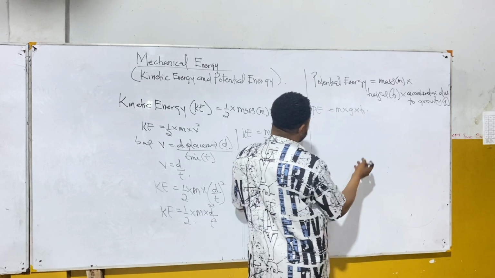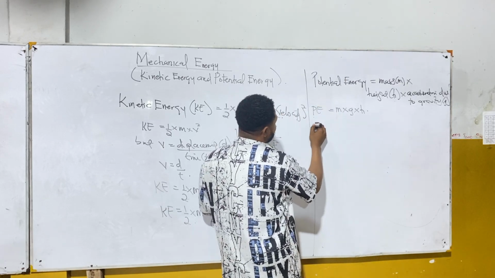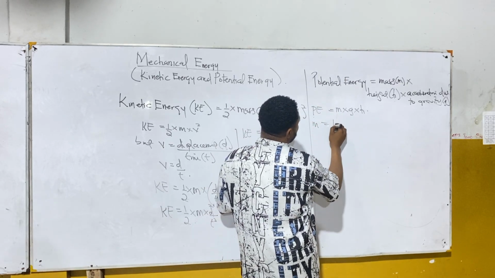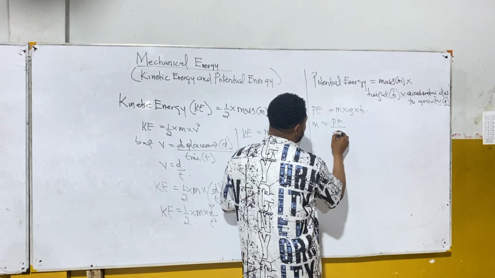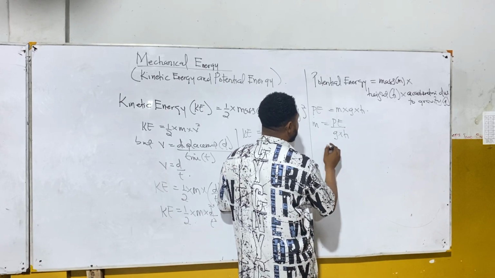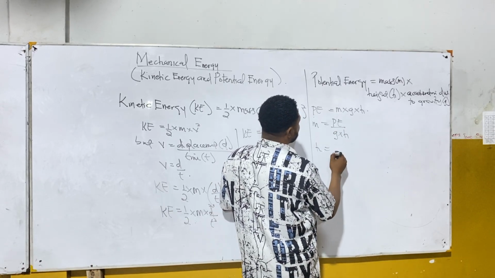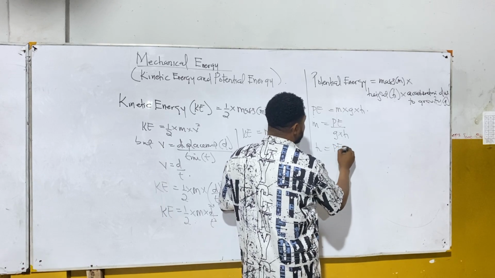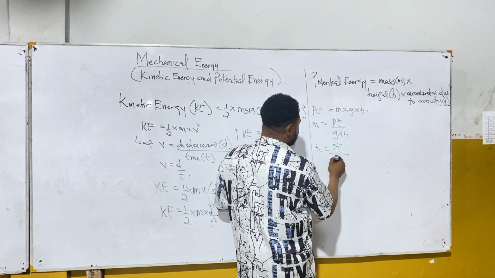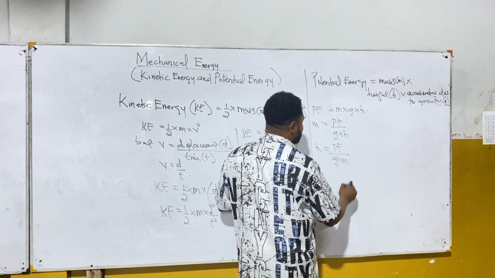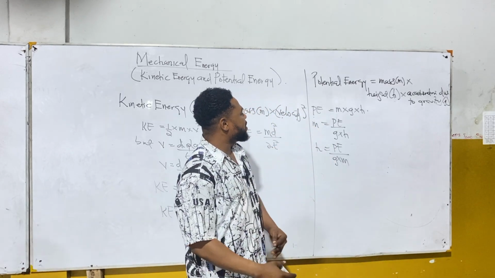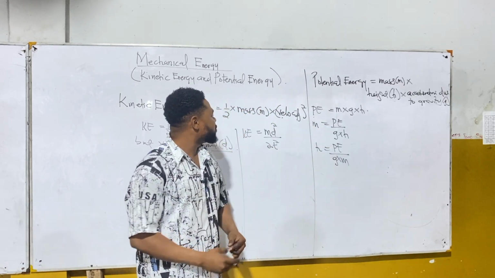Here we can be asked to even find our mass of the body. And the mass of the body will be equal to potential energy over gravity times height. And our height will be equal to potential energy over gravity times mass. So these are some few formulas that we can have under potential energy.